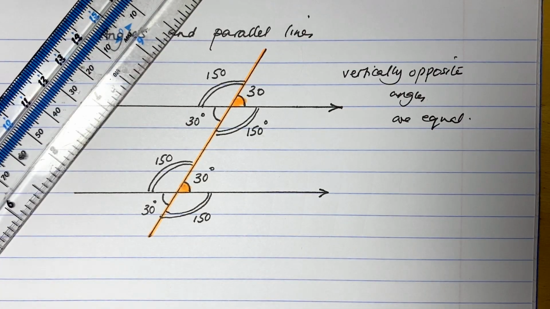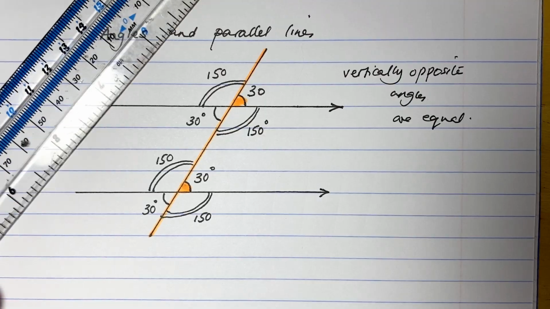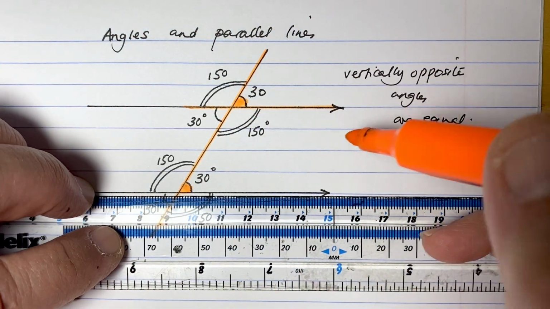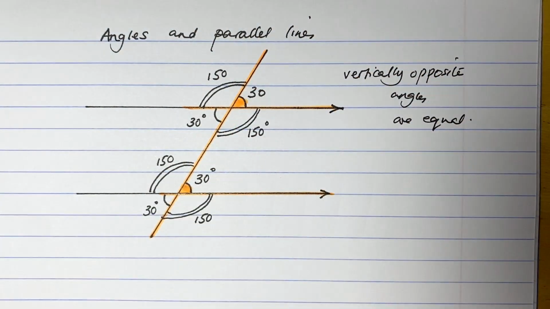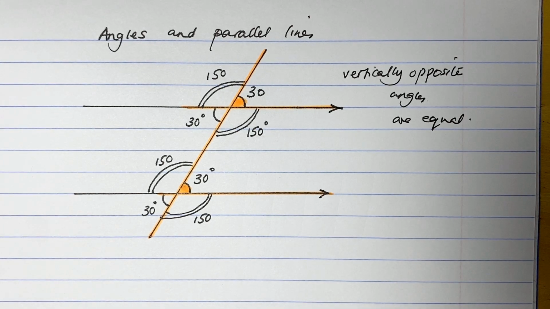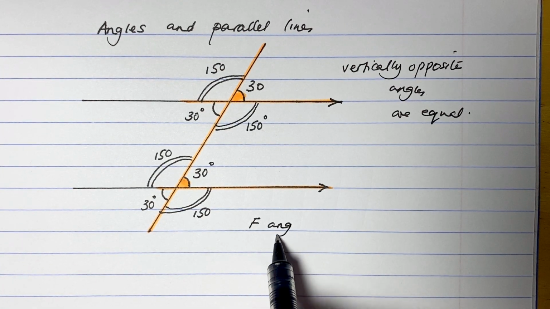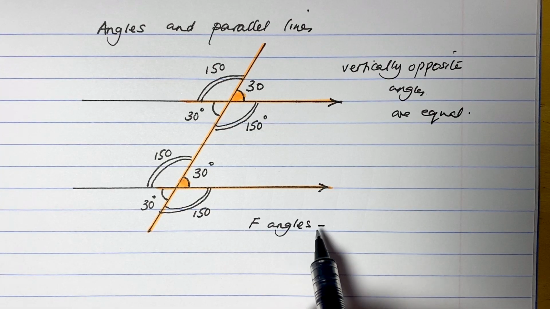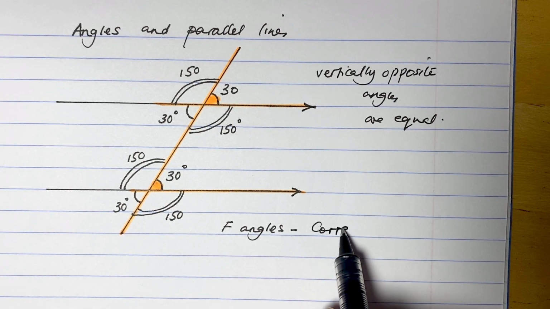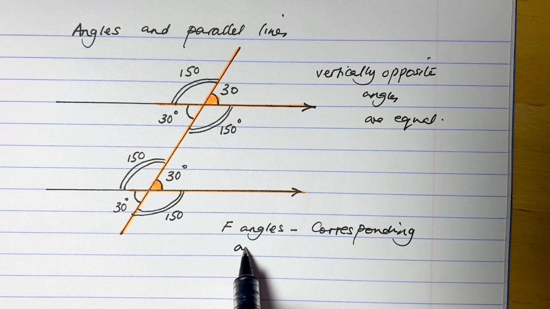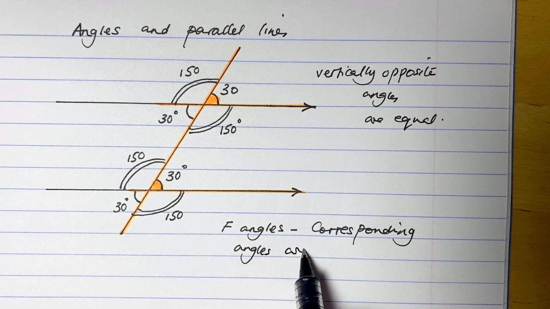In primary schools, they use the word F angles, because they form an F. It's probably too much for primary school children to remember the correct description of the angles. So they call them F angles, but the proper name is corresponding angles. So corresponding angles are equal.